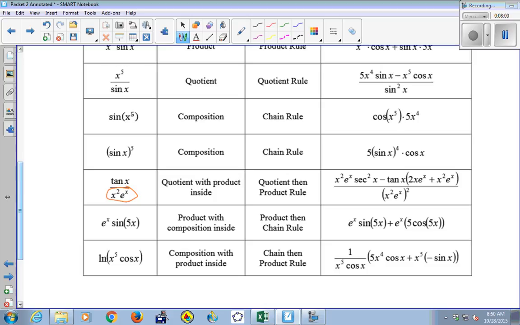So we start with the quotient rule, which is the denominator times the derivative of the numerator, which is secant squared x, minus the numerator, tangent x, times the derivative of the denominator. And when I did the derivative of the denominator, that was a product, so I applied the product rule there, all over the denominator squared.